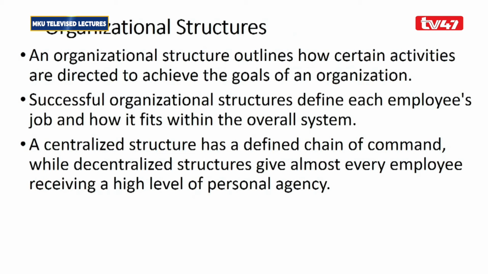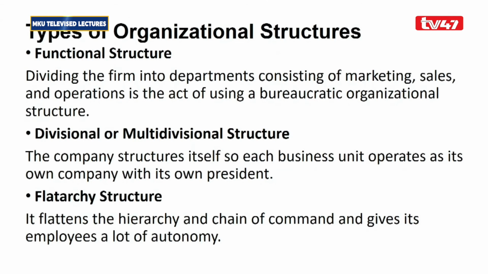Then a centralized structure has a defined chain of command, while a decentralized structure gives almost every employee a high level of personal agency. So we may have a centralized kind of structure or a decentralized kind of structure. A centralized structure has a clear line of command, whereas a decentralized structure is like a flattened kind of structure whereby every employee has maybe an equal right or a high level of receiving or maybe issuing commands.